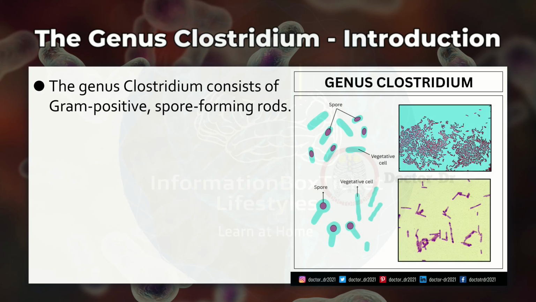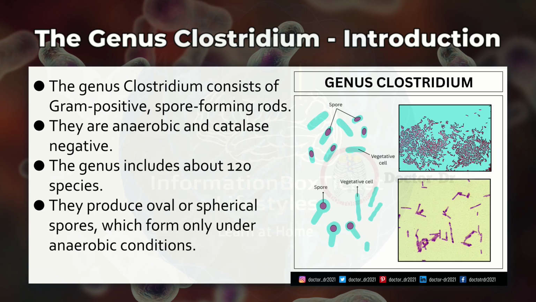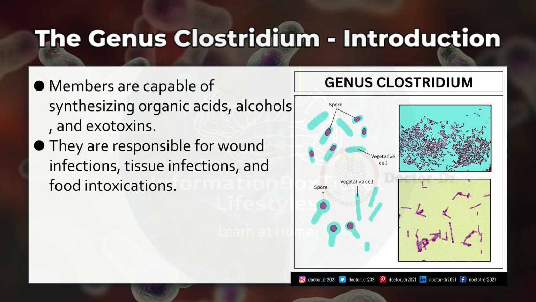The genus Clostridium consists of gram-positive, spore-forming rods. They are anaerobic and catalase negative. The genus includes about 120 species. They produce oval or spherical spores, which form only under anaerobic conditions. Members are capable of synthesizing organic acids, alcohols, and exotoxins. They are responsible for wound infections, tissue infections, and food intoxications.